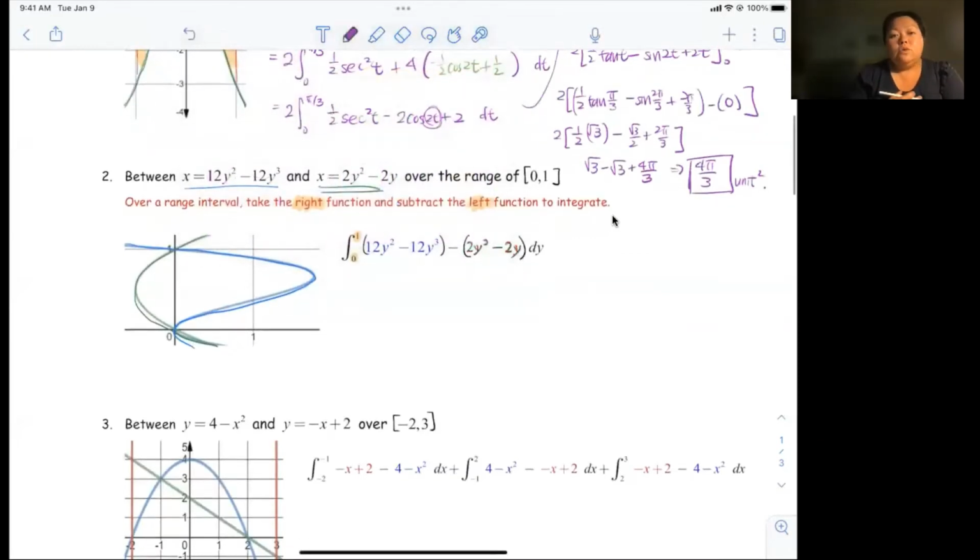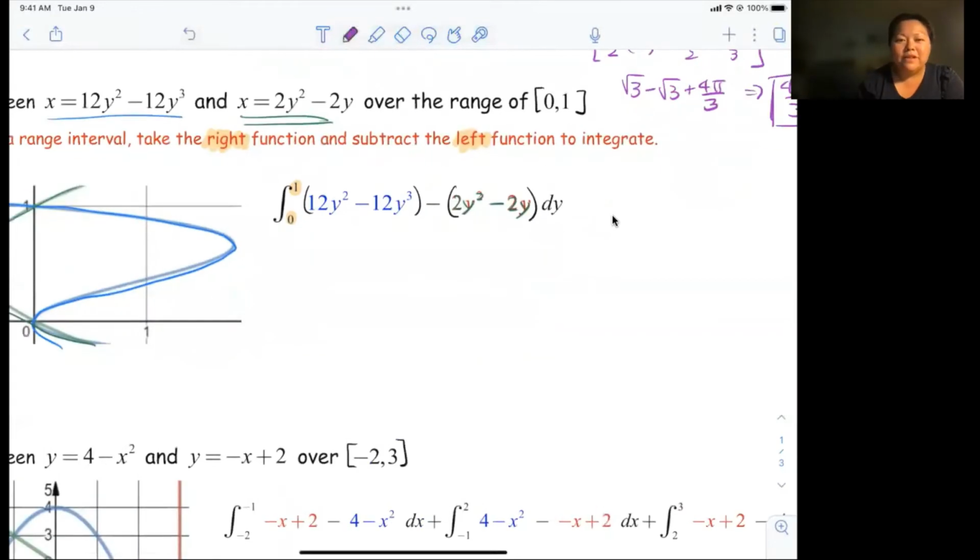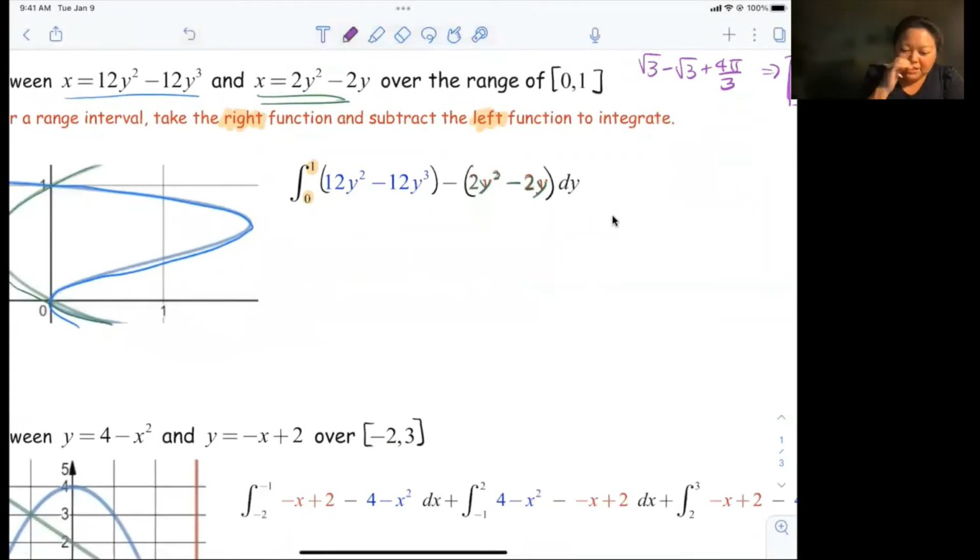Before I take the integral, I always clean up my function first. I'm not sure why, but there are always students that just go ahead and take the antiderivative, and it's just a lot of work if you don't clean this up. So 0 to 1, I'll put this in standard form, so highest power to lowest power. So negative 12y cubed, and then you have 12y squared minus 2y squared, so plus 10y squared, and then minus a negative 2y, so plus 2y dy.